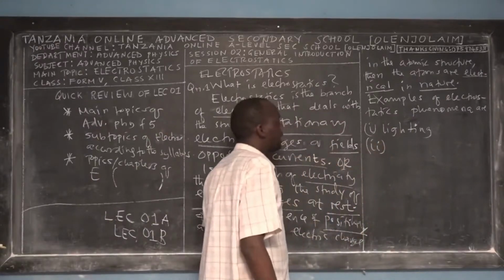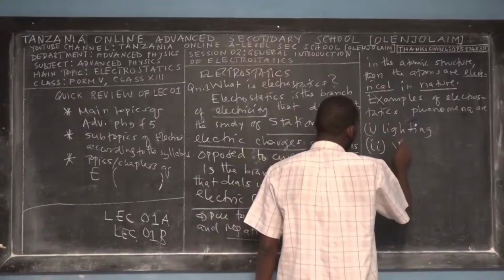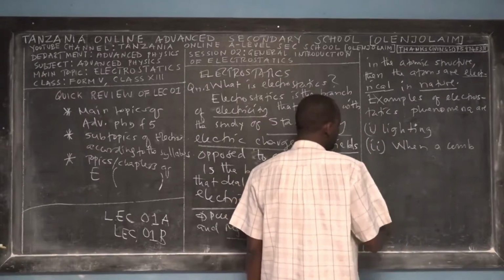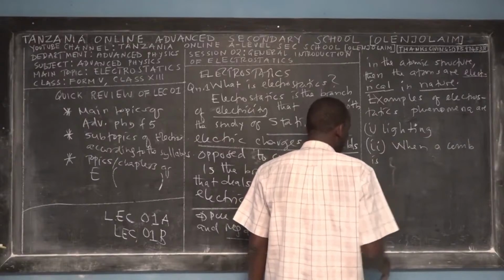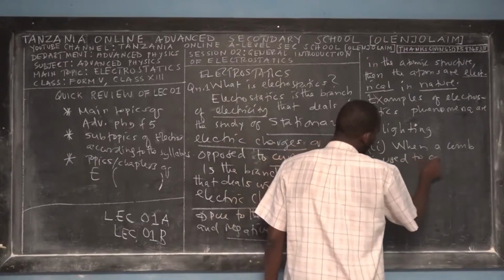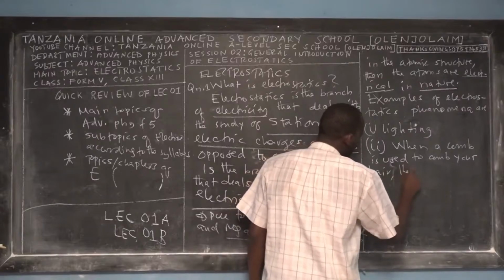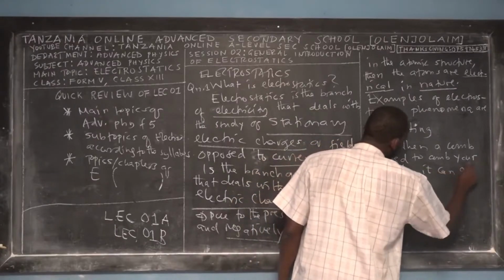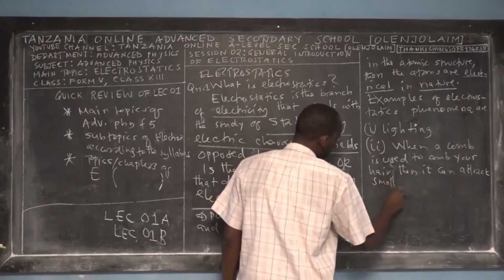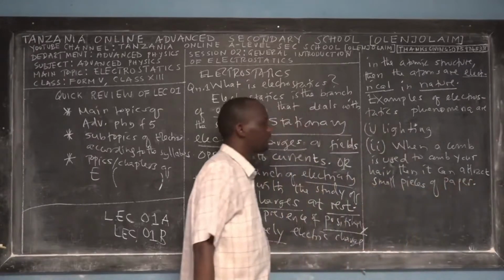Another example of electrostatics: when a comb is used to comb your hair, it can then attract small pieces of paper, and that's an electrostatic phenomenon.